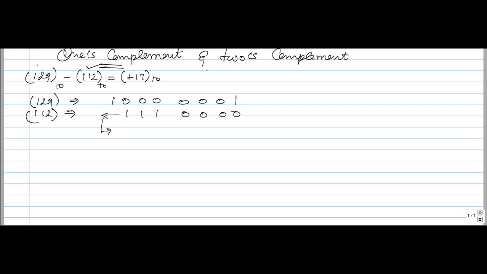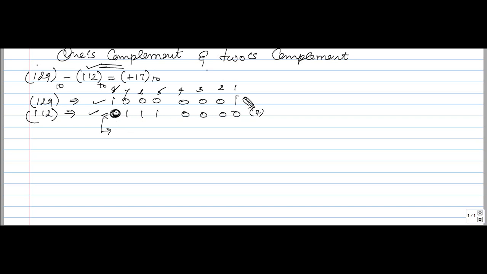You have to do the complement of this subtrahend. What is meant by complement is to convert the 1's into 0's. But before doing that, you have to make sure that the weight of both numbers is the same, meaning how many bits there are. This is 1 2 3 4 5 6 7 8, so we have 8 bits. But in 112 we have only 7. So it is not even, and we have to make it even.